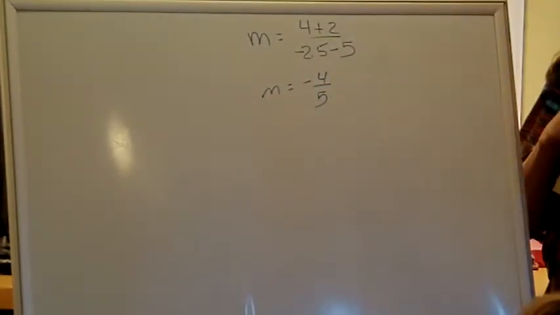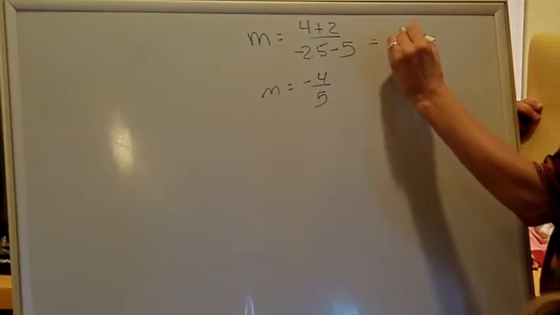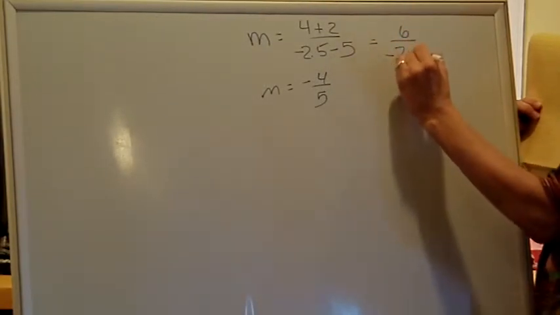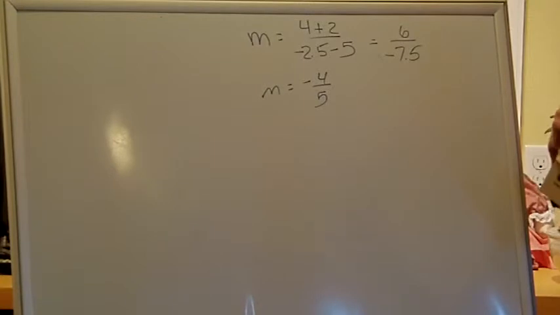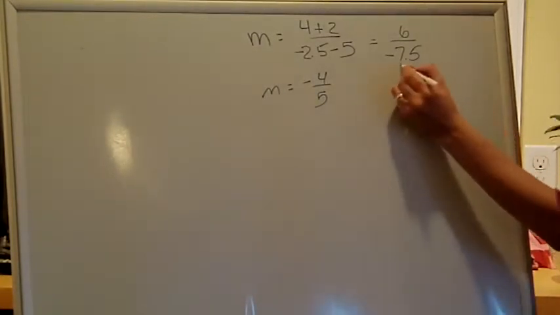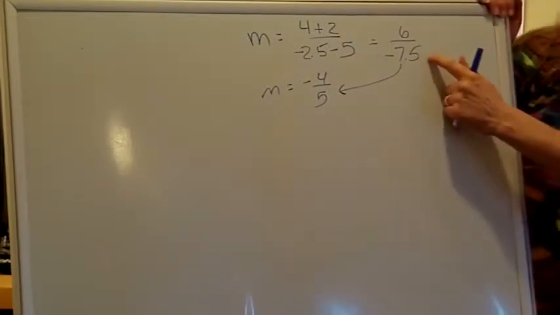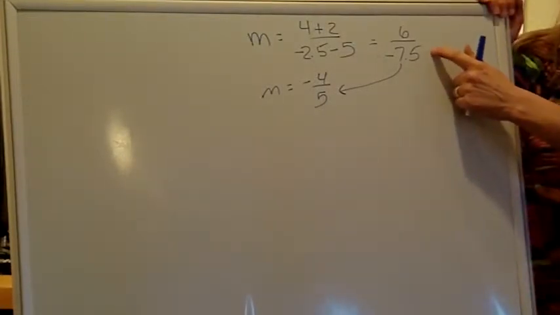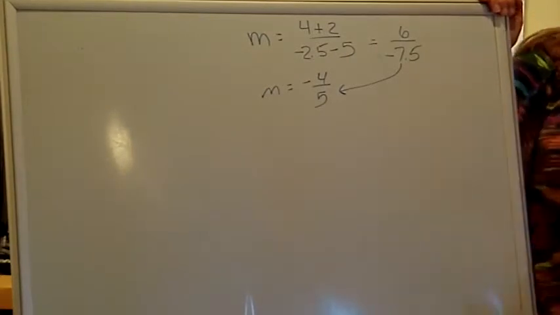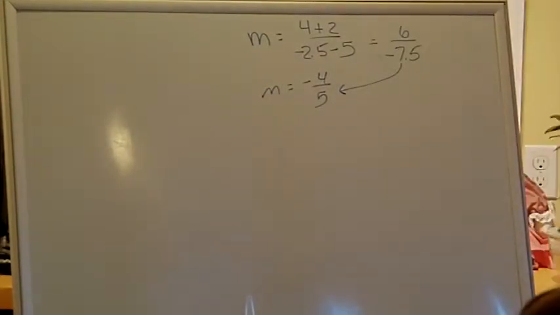Y'all probably know this, but if you're on the calculator and you have something like this, you can do 6 divided by negative 7.5, math, enter, and it changes it to a fraction on the TI. It's really cool. It's a neat option because you're not going to see many slopes that look like that. Do 6 divided by negative 7.5, math, enter.